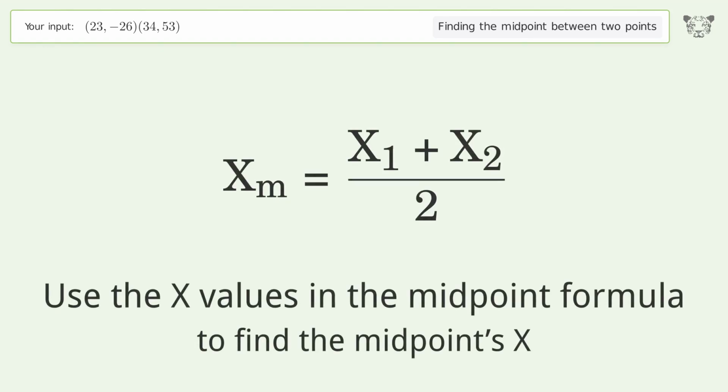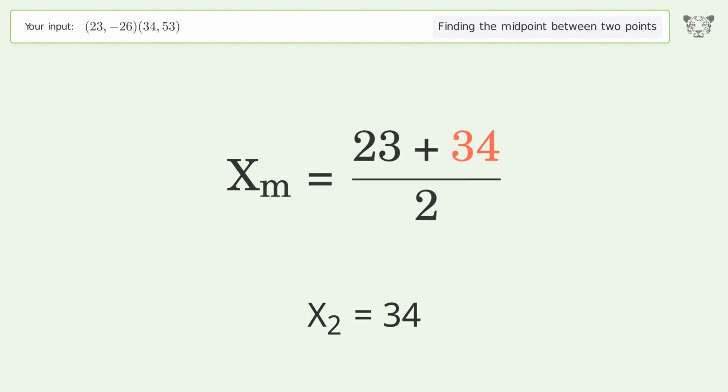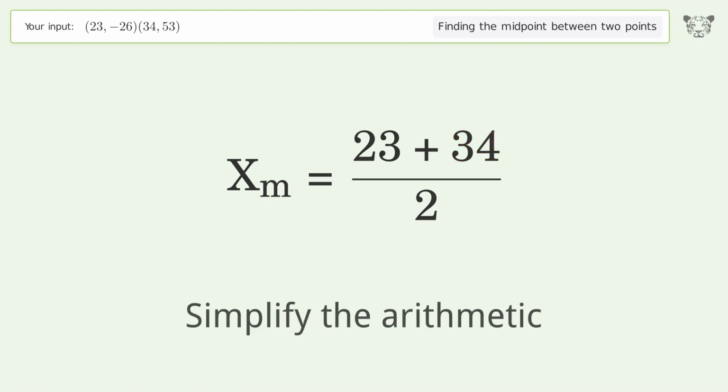Use the x values in the midpoint formula to find the midpoint's x. x1 equals 23. x2 equals 34. Simplify the arithmetic.